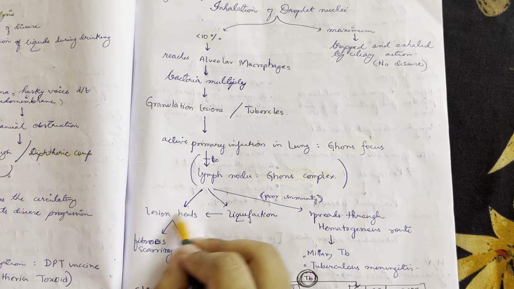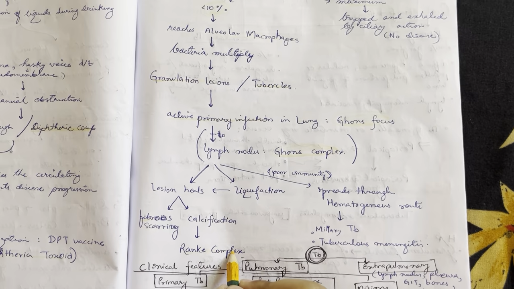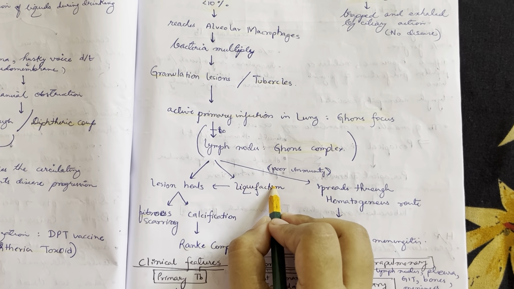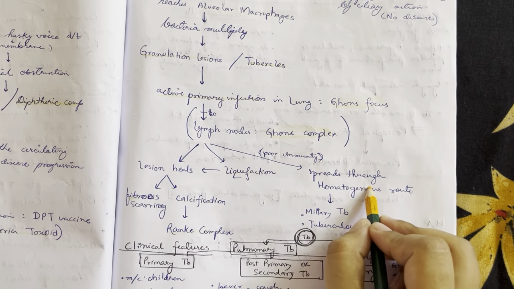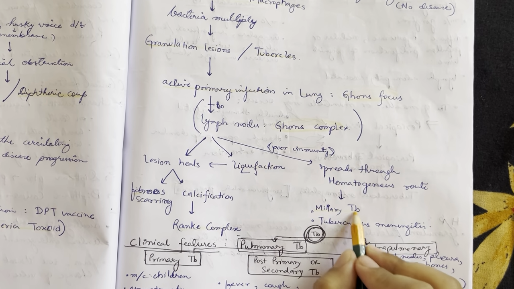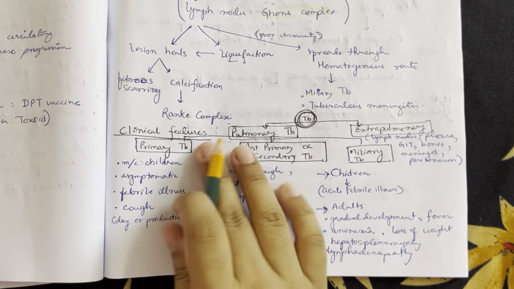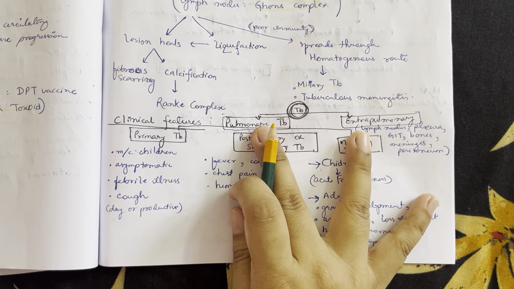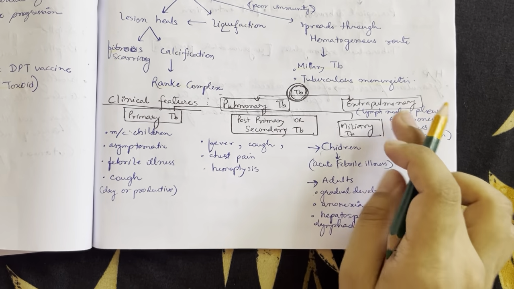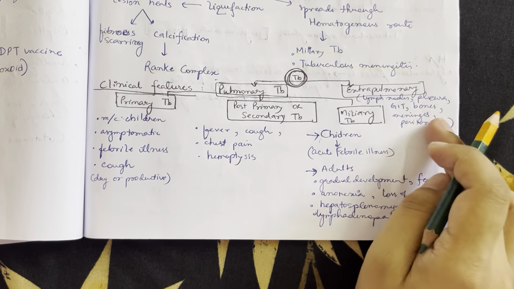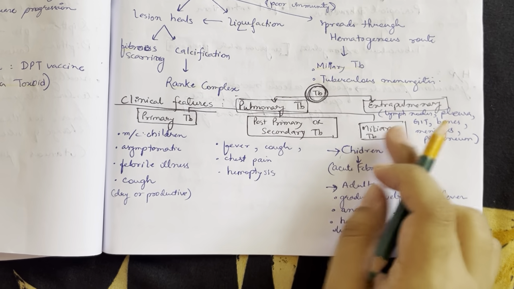And here, if the lesion heals slowly through fibrosis or even calcification, Ranke's complex, and there can be liquefaction, and then the lesion can heal, or in poor immunity, it can spread through the hematogenous route, and we call it miliary TB or tuberculous meningitis. So clinically, we have two types of TB, pulmonary TB and extrapulmonary TB. The extrapulmonary means outside lungs: lymph nodes, pleura, GIT, bones, meningitis, anything can be involved. In pulmonary TB, we have primary, post-primary or secondary, and miliary TB.